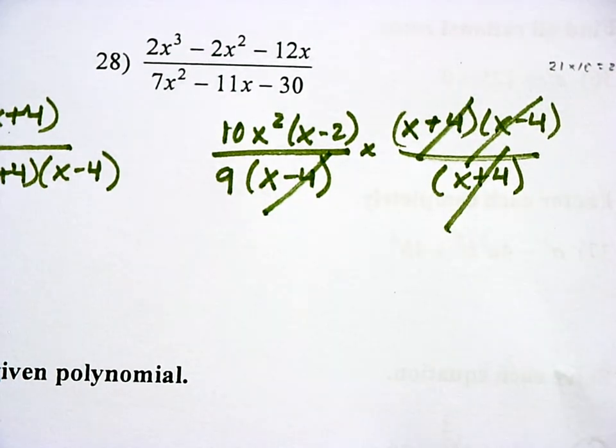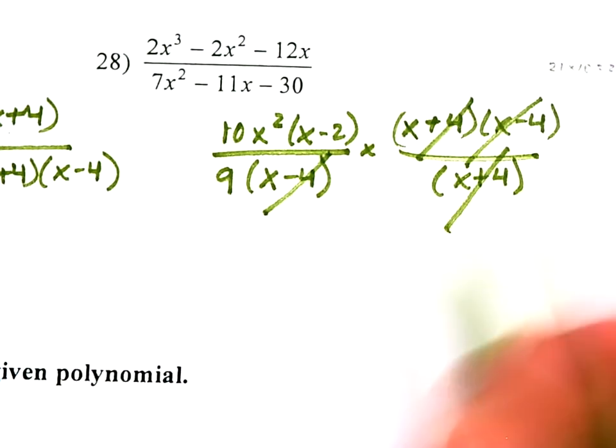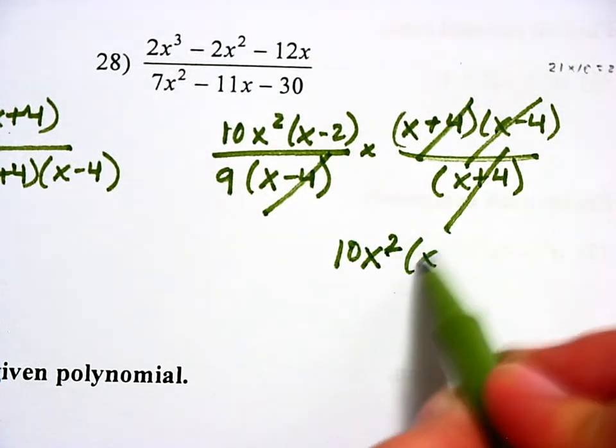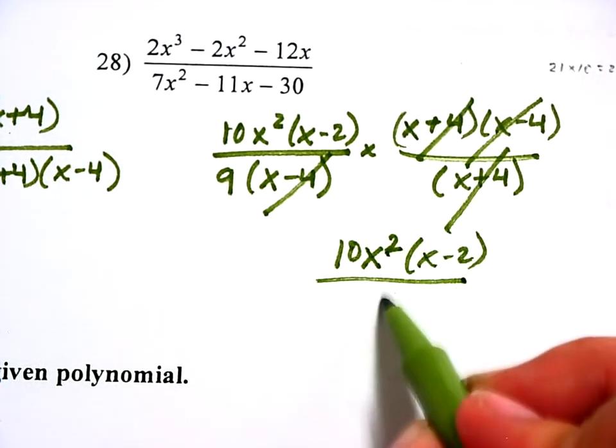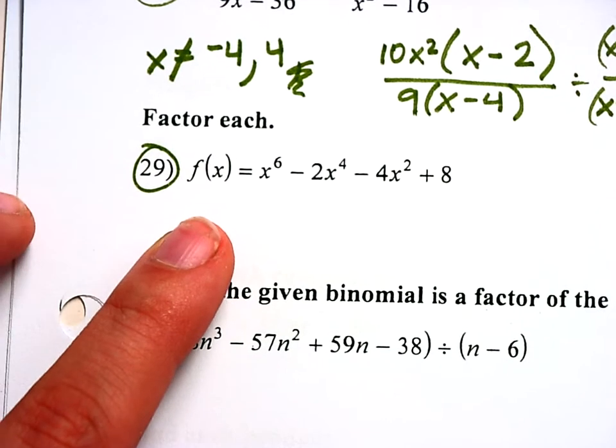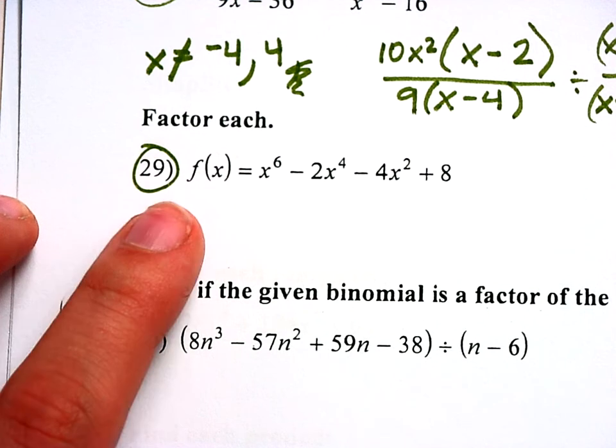Okay, let's write what we have left. 10x squared times x minus 2 all over 9. And then you're done. Okay, we've got a factoring problem again. This one, we might be able to use grouping, so let's try that out.